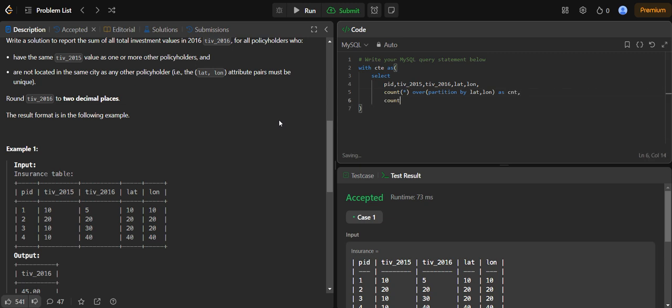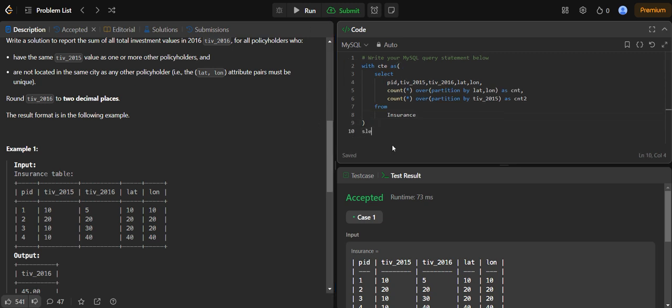Again, count star over partition by TIV 2015, let's suppose CNT2, from the insurance table.